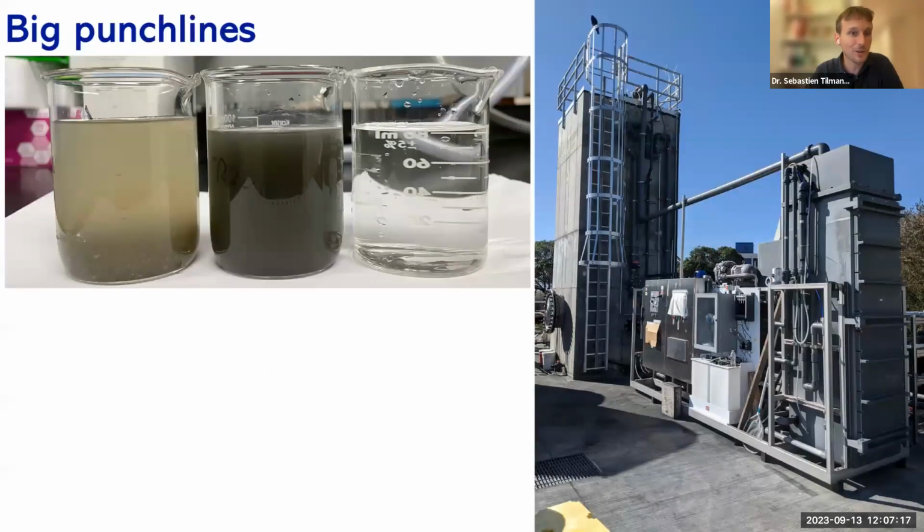In the meantime, the big punchlines of our work. Here are some pictures of the water. On the left, you see the water coming into our system. In the middle is the water as it's circulating inside of the reactors. The water gets concentrated a little bit because of the membranes. But then on the right, you see the water coming out of the system through those membranes. So very pristine, crystal clear looking water.